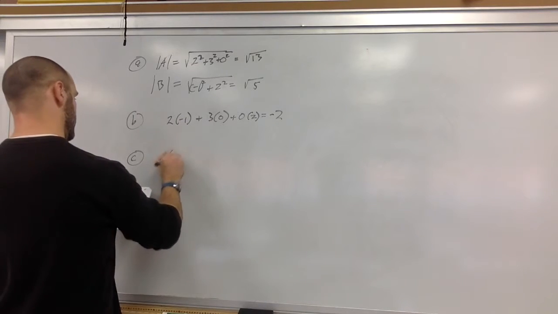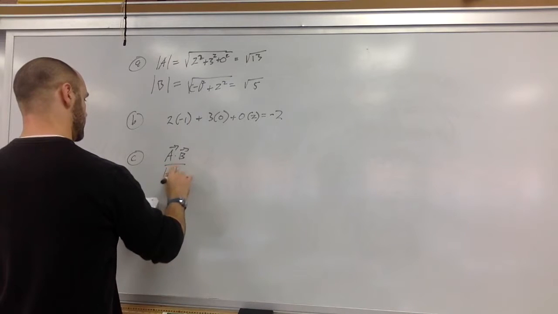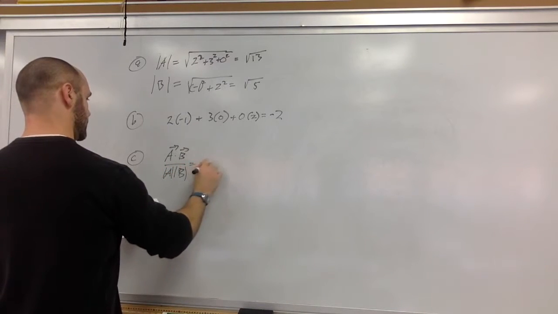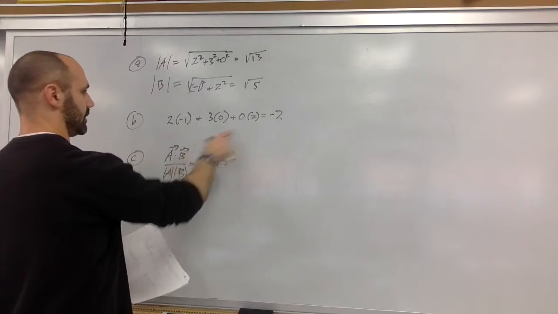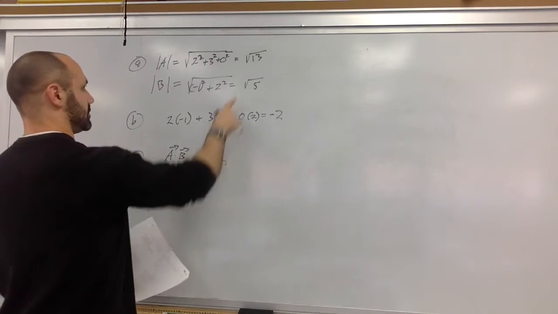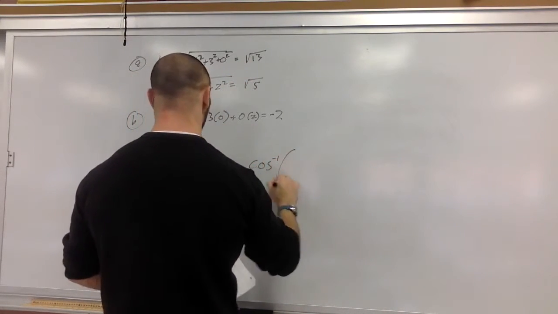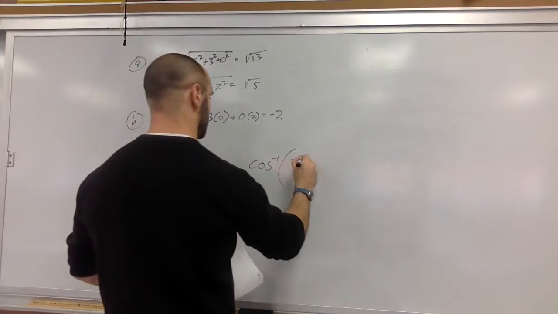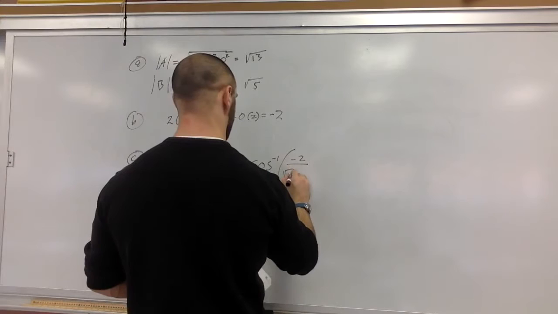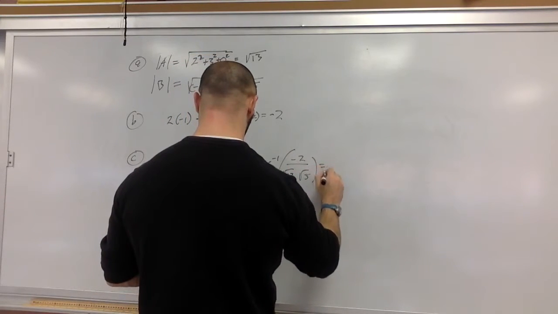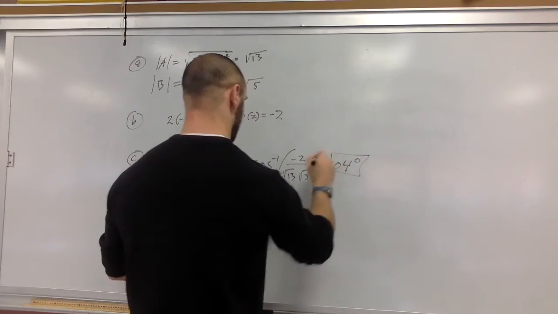And so I know that A dot B over the product of the magnitudes will give me cosine of theta. Well, the dot product is negative 2. The product of the magnitudes would be square root 13 times square root 5. So if I do the inverse cosine of negative 2 over root 13 times root 5, then that will give me 104 degrees.